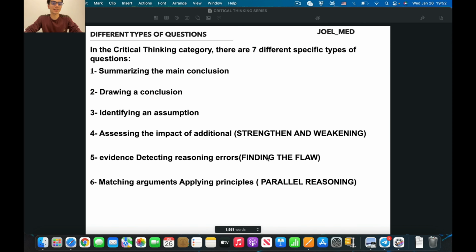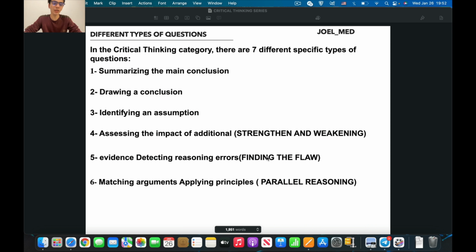Number 4 is assessing the impact of additional evidence. You have to determine which passage or statement can strengthen our given passage, and also which statement is against or weakening our presented passage.